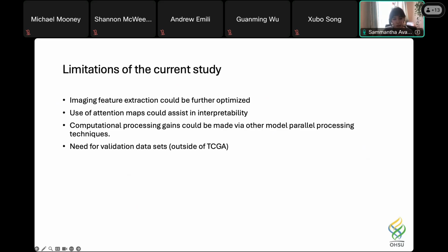And so for our multimodal model, we could improve the model by exploring other model parallel processing techniques to enhance the model's efficiency. Lastly, because our models were trained just using TCGA data, to really test the model's generalizability, we do need to test the model on data sets outside of the TCGA database.